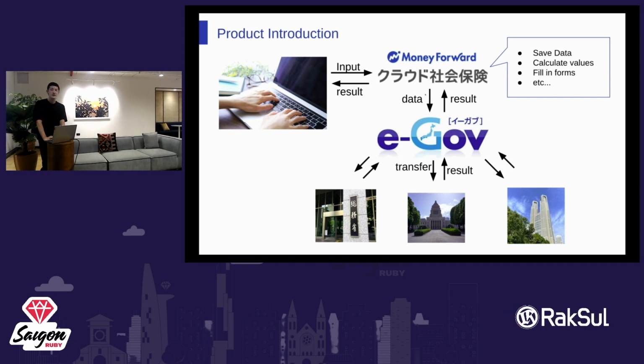The user inputs data, which is actually very basic information. And we save the data, calculate values, fill in forms, and so on. And this time, fortunately, the Japanese government provides an API to submit data. This API is called eGov. eGov stands for Electronic Government. eGov transfers the data to several institutions, then the institutions return results, then we get results from eGov. Finally, we can show results to users.